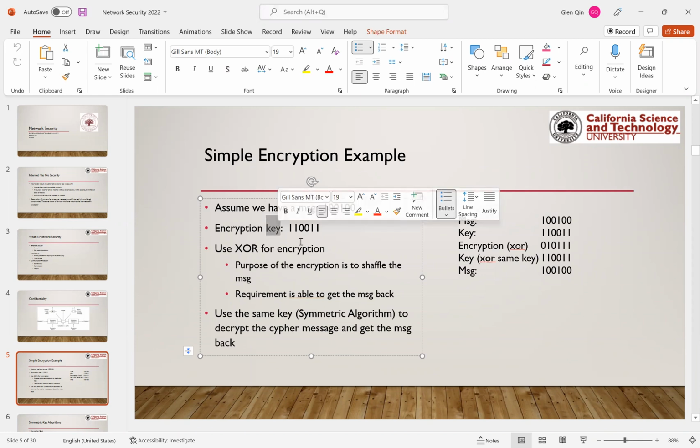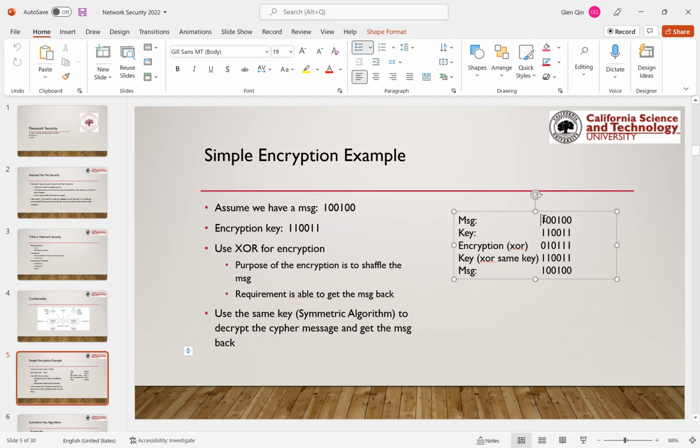The key is something hidden. The hacker doesn't know. So here, let me give you an example. Here's my message. This is a binary message. The message can represent anything with this binary. So this is my message. Okay, here's the key. Now here's the encryption.